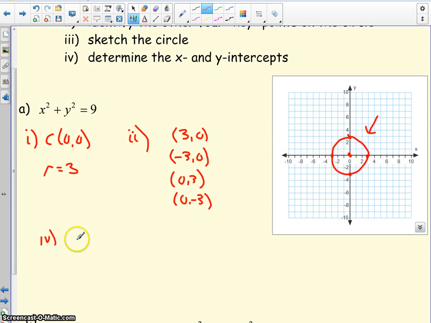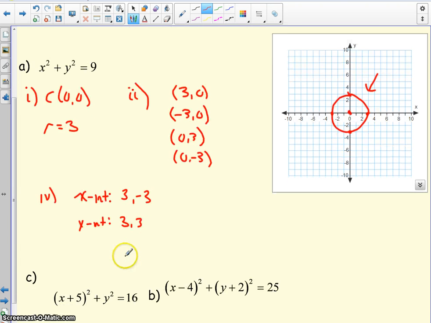We can actually read them right off of our graph. So our x-intercepts are going to be at 3 and negative 3. And the same thing with our y-intercepts. So we take a look at our graph here, or the points we already calculated. Y-intercepts at 3 and negative 3.